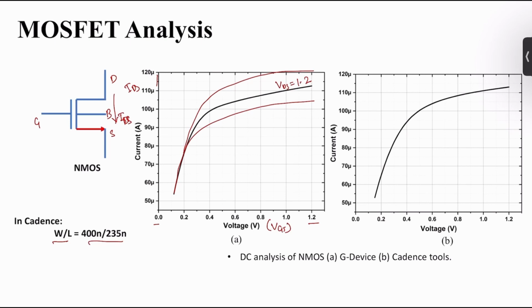I chose this width and this length because here we can see it's almost 50 micro, same as here, and here we can see almost 110 microamperes, and here also 110 microamperes. So that's why I took this W by L ratio in the Cadence environment.